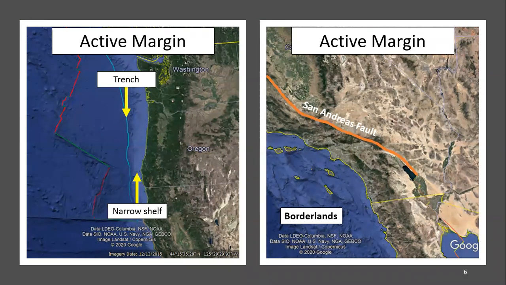The Southern California borderlands are a series of islands and canyons that formed because of the bend in the San Andreas Fault. Movement along the bend causes compression. This squeezes the crust together, which forms wrinkles in the crust, creating the highs and lows of the borderlands. In both examples, active plate boundaries occur along the continental margin. Thus, the transitions between oceanic and continental crust are considered active margins.